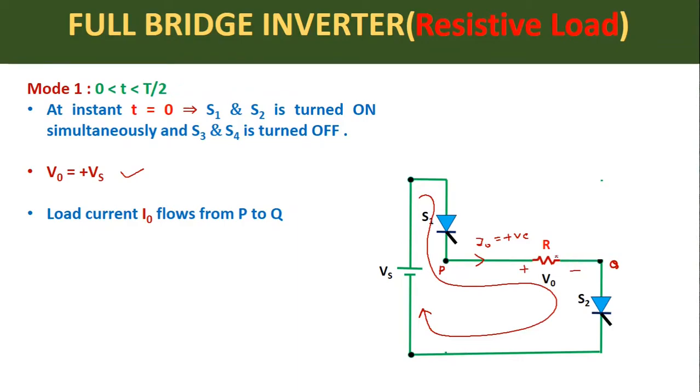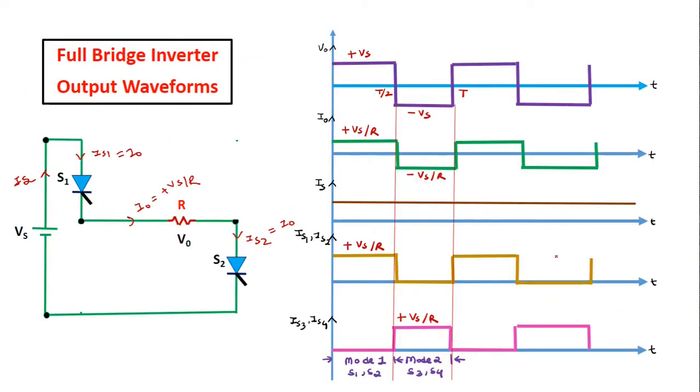Now we will understand the output waveforms in the mode number 1 operation. Since we are using here resistive load, the load current will be equal to plus of supply voltage divided by resistance.